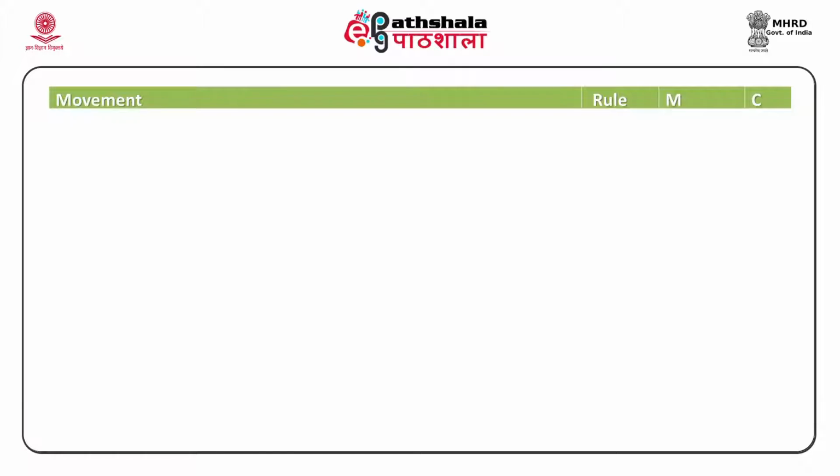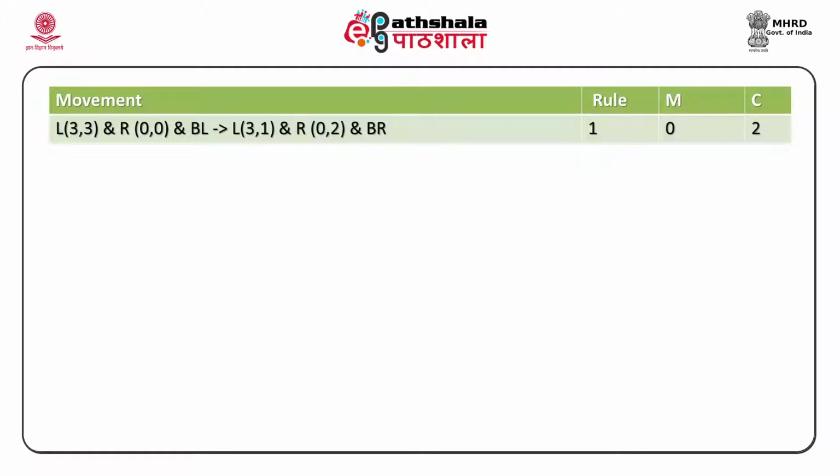Okay. Now, the complete sequence of moves, see how it is done. We begin from L33, R00 and BL. Now, we move to L31 and R02. What does that mean? That means that I am sending 2 cannibals to the other side. Okay. And the next 3 columns actually describe the rule applied, the number of missionaries moving to the right hand side, and the number of cannibals moving to the right hand side.